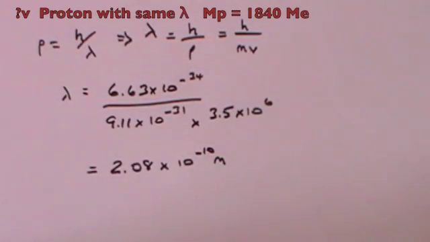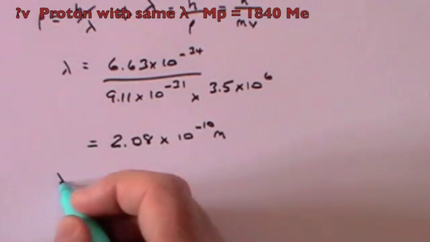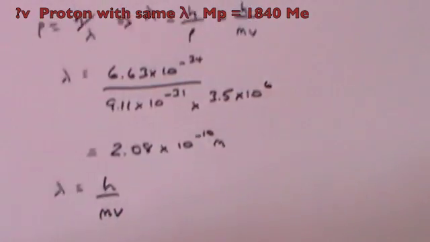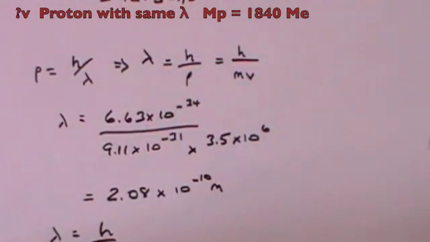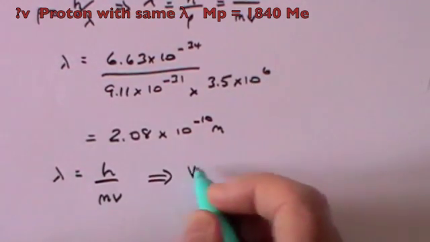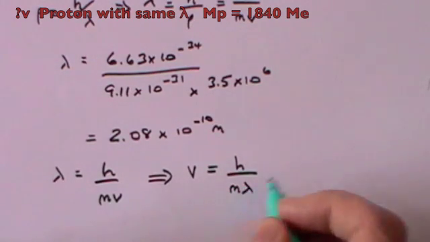Part 2 of this question asks us to find the velocity of a proton which has the same wavelength as the electron we just identified, 2.08 times 10 to the minus 10 meters. Well, we're going to use the formula that the wavelength is equal to Planck's constant divided by mv. We've already derived that. And consequently that means that the velocity is equal to Planck's constant divided by m times lambda.